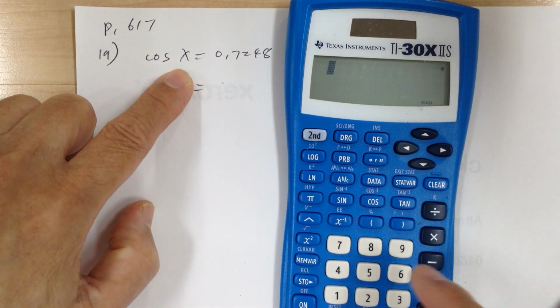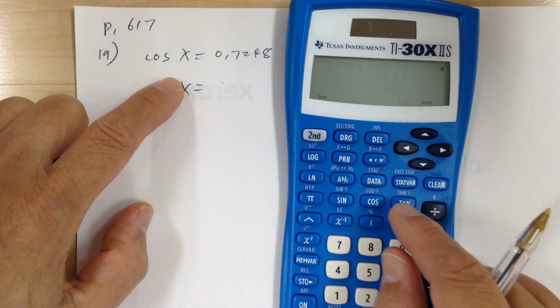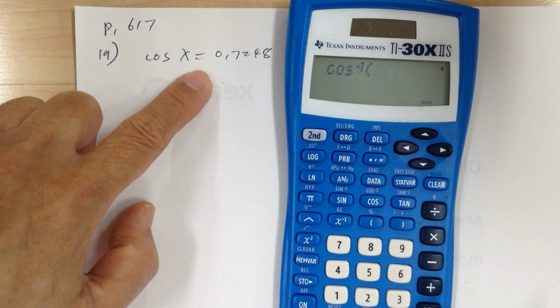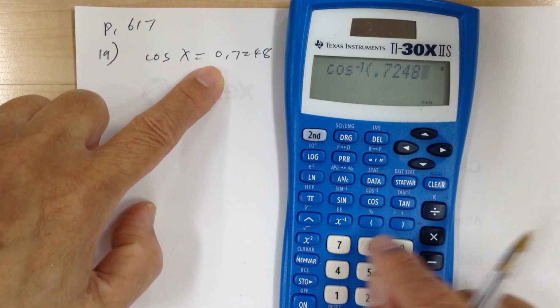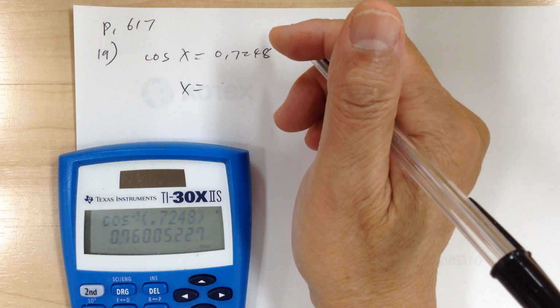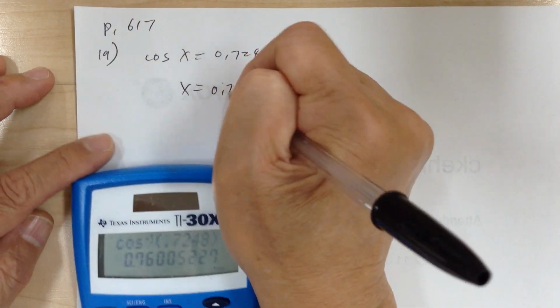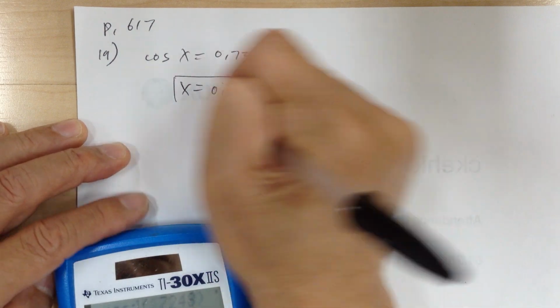So again, when you're looking for the angle, you always use second function. So go second cosine 0.724a equal, and how many decimal places? It didn't say, so just go to 2. So 0.76 radian.